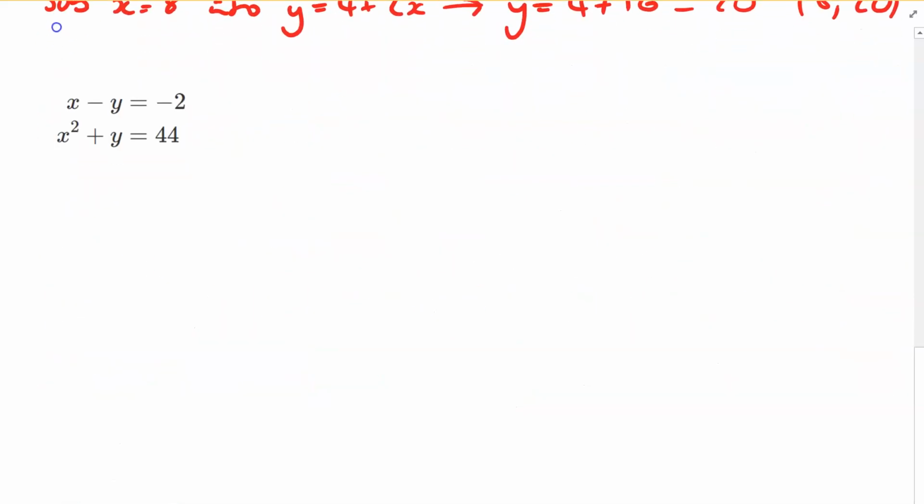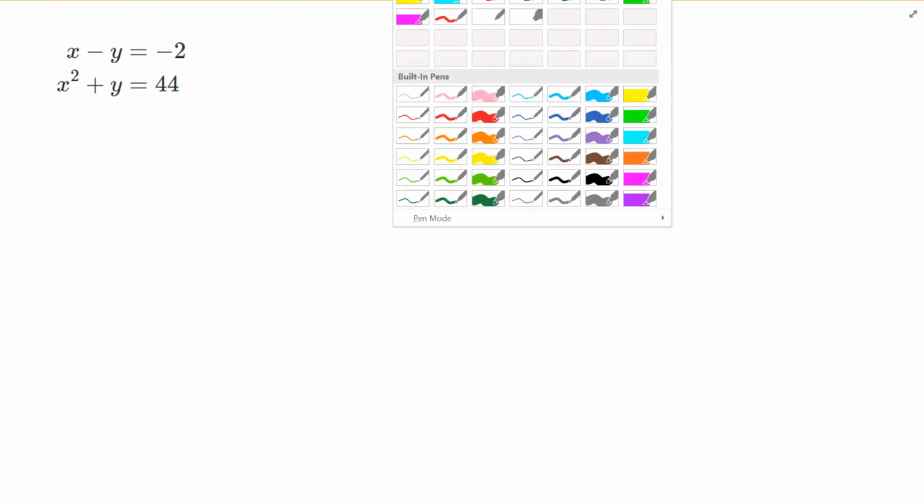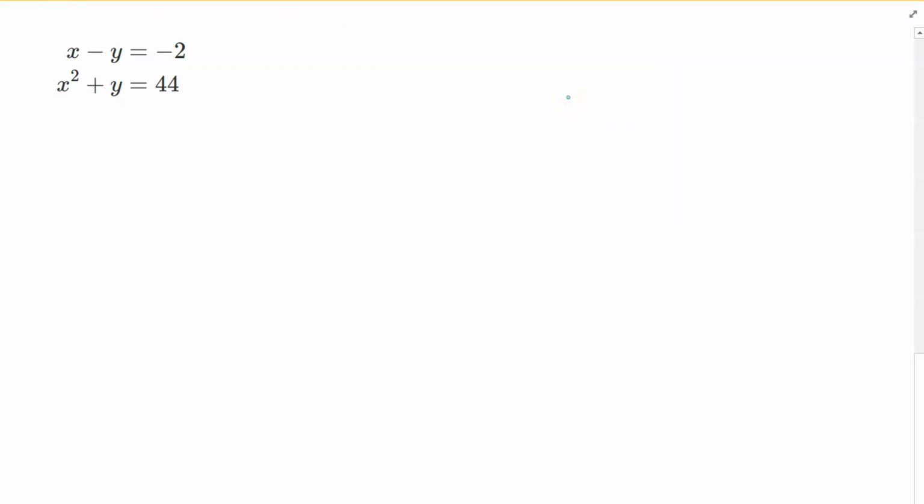Then last one. I'm going to go for another different colour. Let's go blue. So again, this top one is not in a form that I can easily substitute. I would want to make it y equals. So I'm going to add the y onto that side and add the 2 onto that side. So if I do the y first, if I add the y on, I get negative 2 plus y. Then if I take the 2 across, I'm going to get x plus 2 equals y.